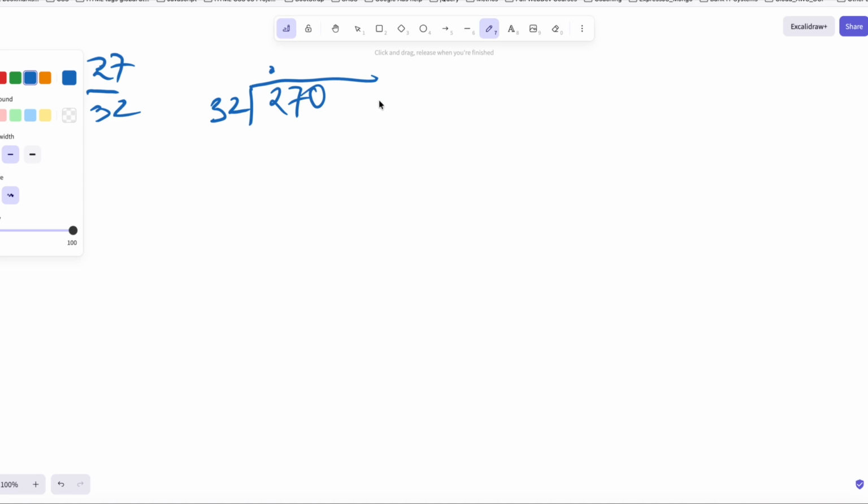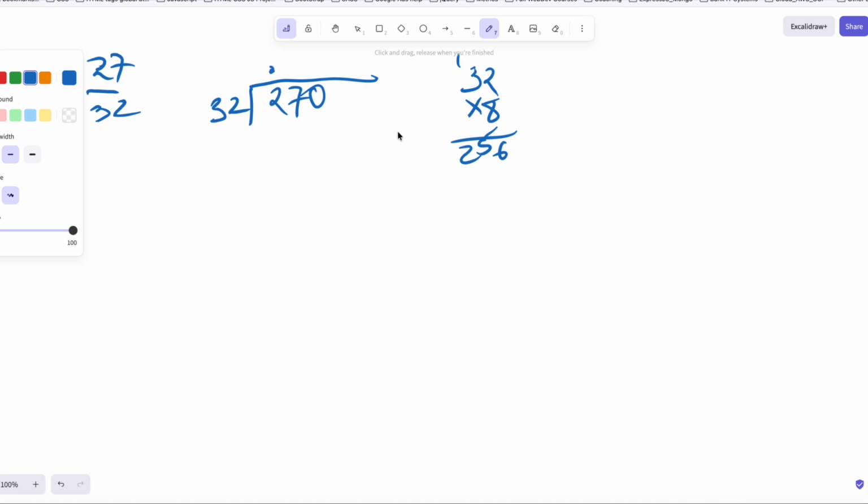So let's try 7 times. 7 times 32 will give you roughly 224. So you can probably go higher than 7. So let's try 32 times 8. That gives you 256. Now if I go 32 times 9, it'll overpass 270, right?